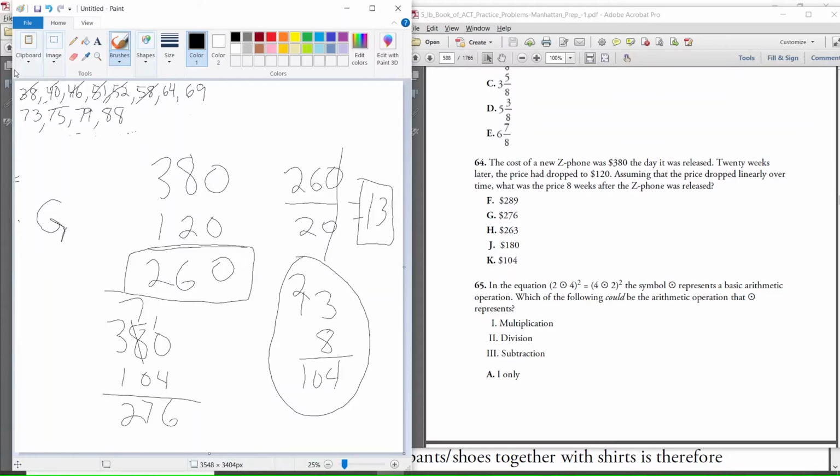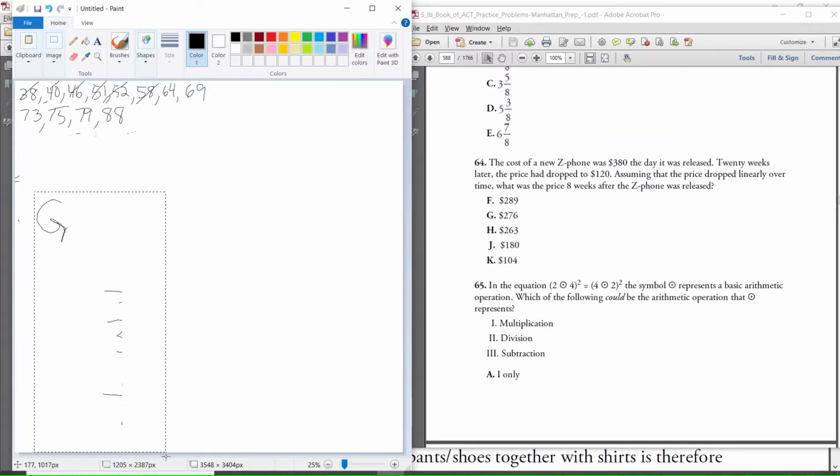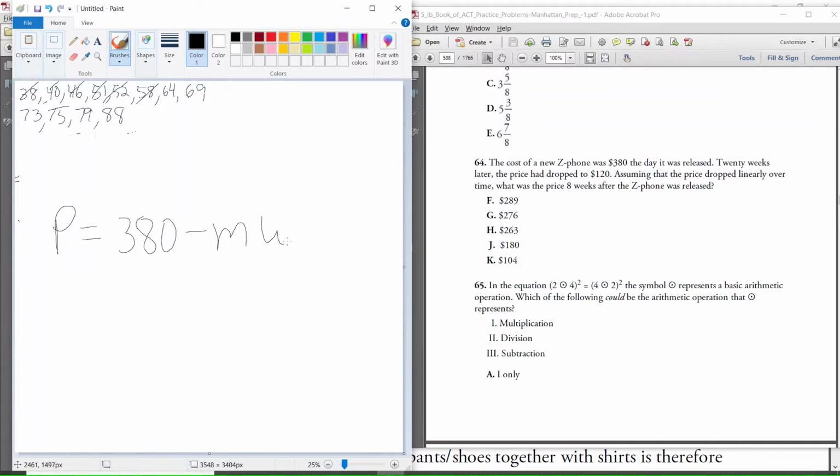Another way to write this, I'll just give you this. You can go back if you haven't finished writing that stuff down. Another way to write this would be a linear equation, because we know that the price, let's say P is the price of a Z phone, equals 380 minus something, which is the slope M, times W, which is the number of weeks.